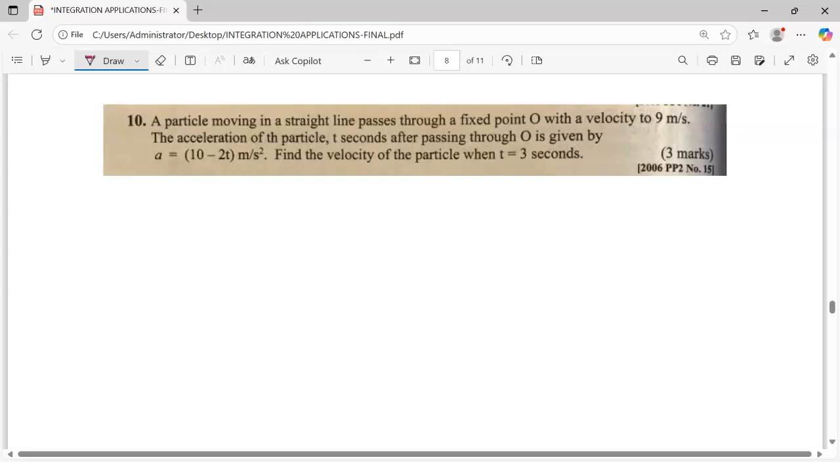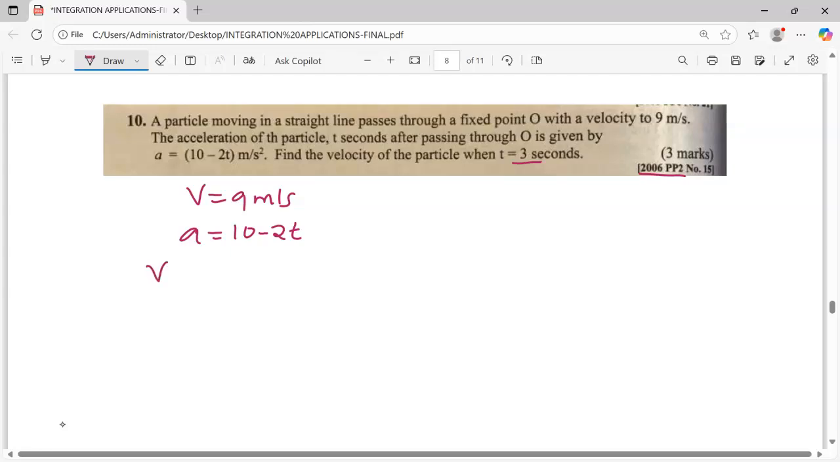The question that was done in KCSE 2006 paper 2 number 15 reads: a particle moving in a straight line passes through a fixed point O with a velocity of 9 meters per second. The acceleration of the particle t seconds after passing through O is given by a equals 10 minus 2t meters per second squared. Find the velocity of the particle when t is equal to 3 seconds.